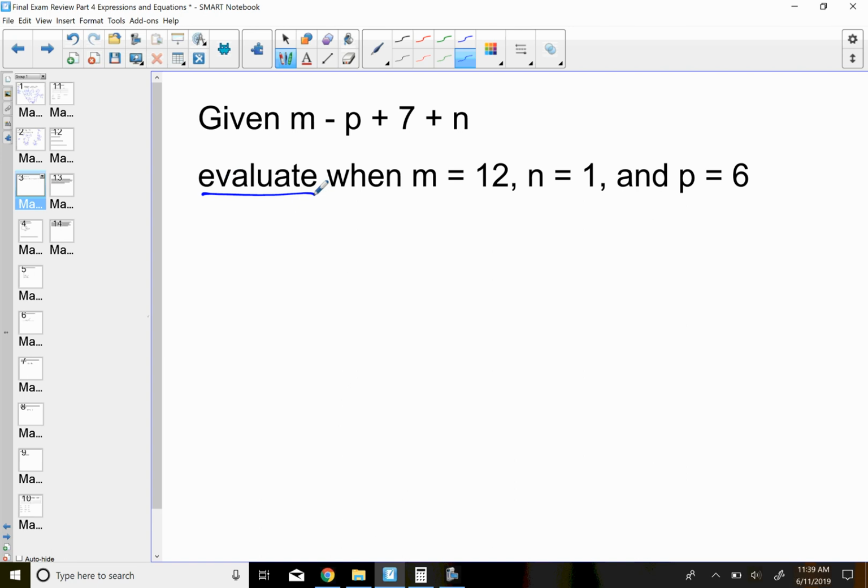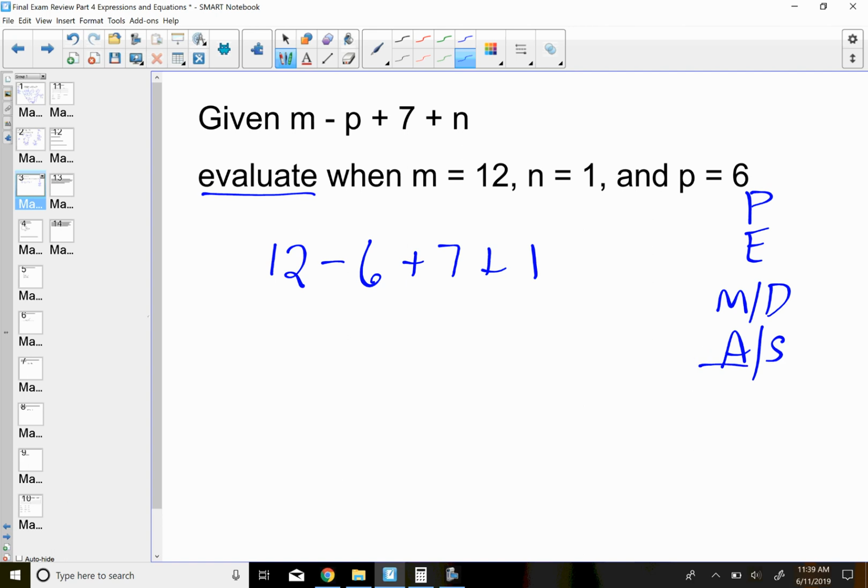Evaluate. Tell me what the answer is when m is worth 12, n is worth 1, and p is worth 6. So m is going to get replaced with 12, minus p gets replaced with 6, plus 7, n gets replaced with 1. So I just have, there are no parentheses, there are no exponents, there is no multiplication or division. I'm going to add, subtract from left to right.